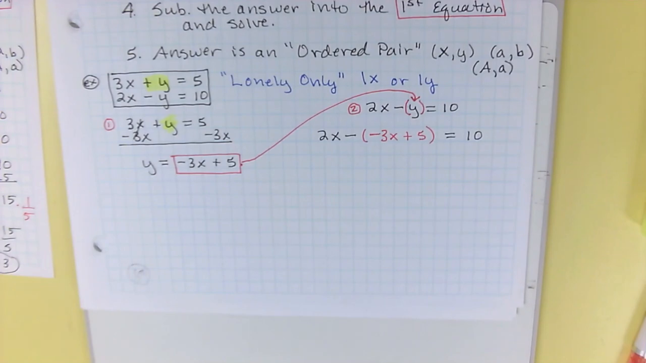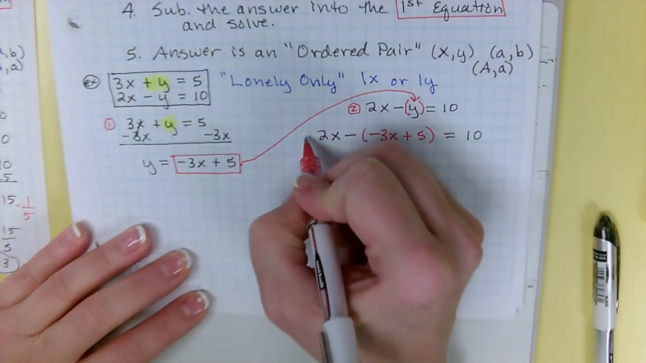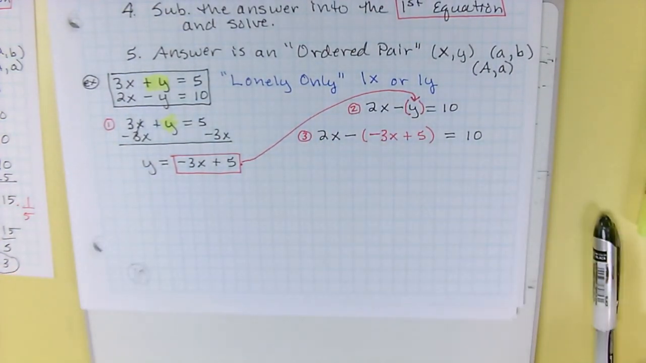Now you'll know that you did it right if there's all x's or all y's. If you still have x's and y's, that means you replaced the wrong one. You just need to go back and replace the other letter, because you have to have one letter to be able to solve this. And that is your third step, which is you're going to solve for x.